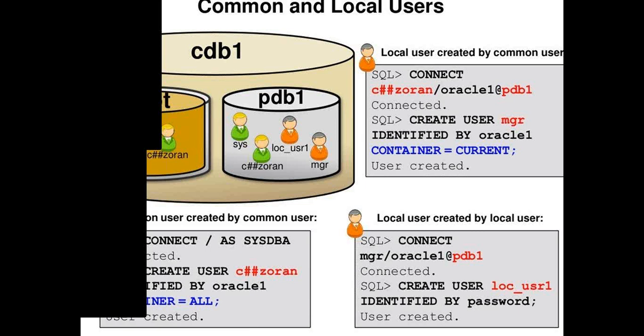Even when you are connected with the mgr user, you can create one more local user inside pluggable database 1, and its command is create user local user_1 identified by password. By firing this command, you will be able to create one more user inside pluggable database 1. So this was about common and local users. If you have questions, you can type them in the question slides.